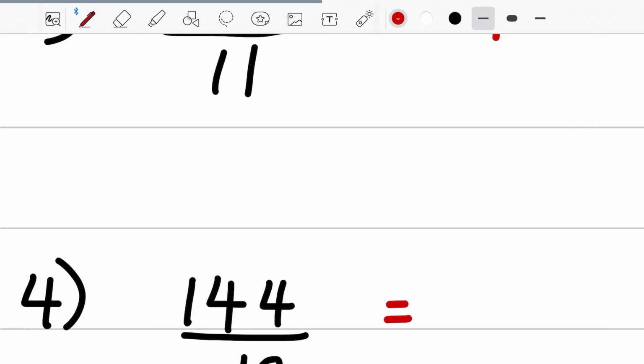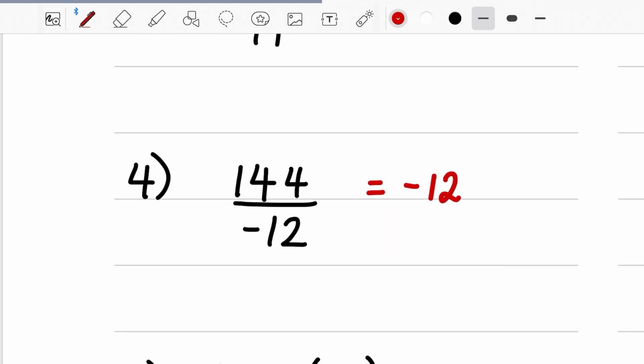For question 4, we have 144 divided by minus 12. So 144 divided by 12 is 12. Since 144 is positive and 12 is negative, that means the signs are different, which means your answer is negative.